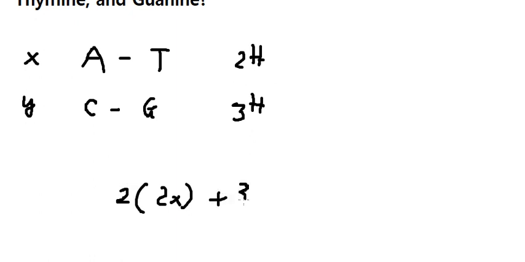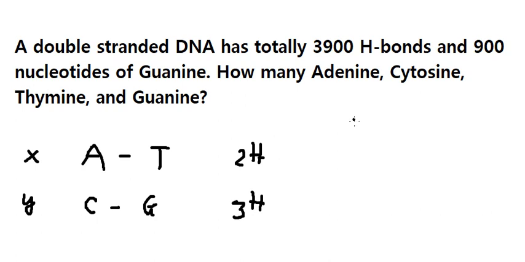And we have number 3 multiplied by 2Y. Similar, we have 3 for C, 3 for G. And that is about 3,900.